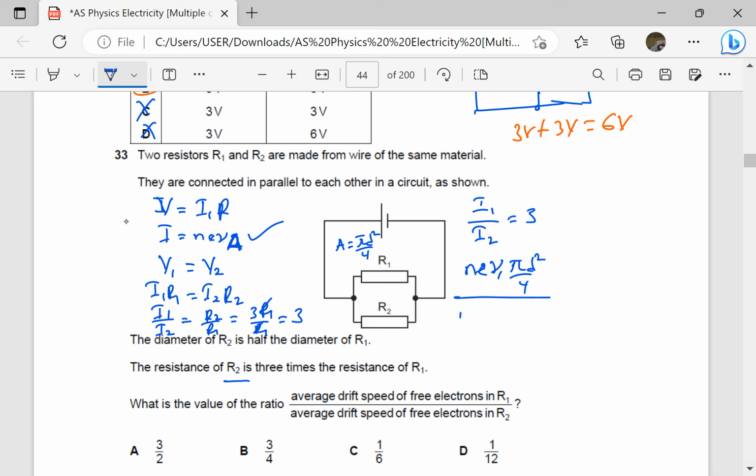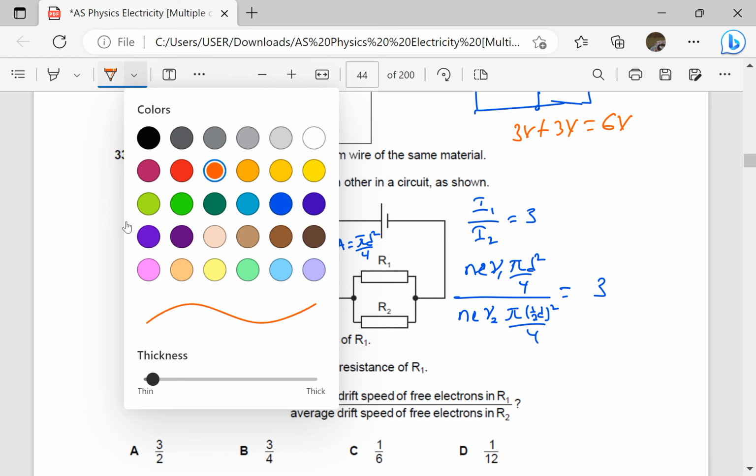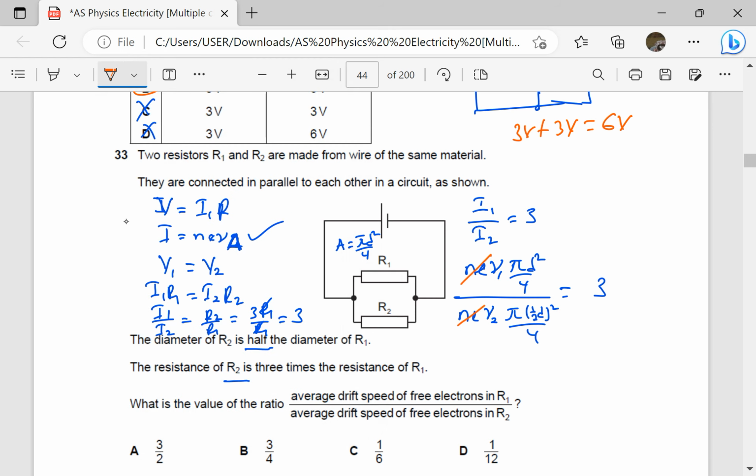Then for R2 it will be NE, the drift speed will be V2, the area will be pi, where the diameter of R2 is half. So this is going to be a half of d but squared divided by 4. This should be giving us 3. I'll change the color to cross out some of these things. NE has cancelled, pi has cancelled, the 4 in the denominator has cancelled.